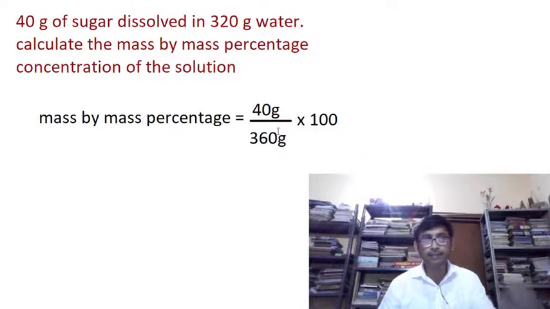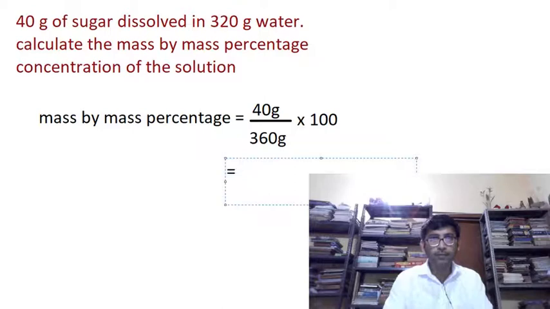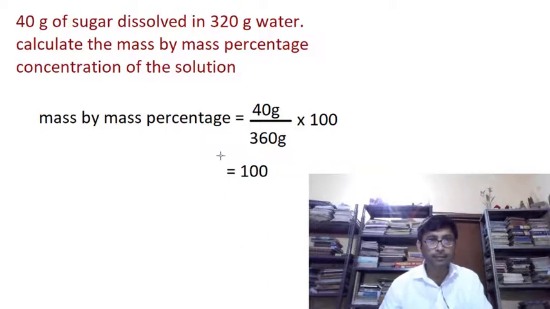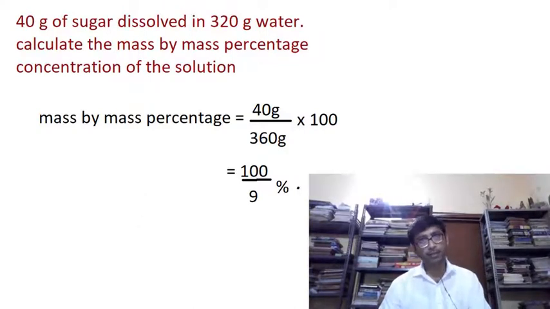So that gives us, if we cancel, we get 9 below. So what do we have? We have 100 divided by 9. That will give us the concentration of this solution in percentage. Okay, so that is your answer. So that was an example of how you can calculate the concentration of a solution using mass by mass percentage. You can use similar ways to calculate other types of concentration of solutions also.